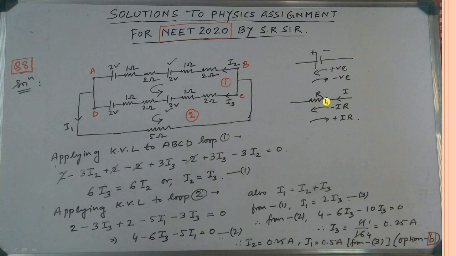If there is a resistance R in a wire, and some circuits are present, we are looking at just this part. Current is flowing in this direction, so we are going with the current. Then we get minus IR, that is minus V, a potential drop. And if we are going opposite to the direction of the current, that is in this direction, then we get plus IR. Keeping this in mind, we apply the KVL to the ABCD loop, that is loop 1.